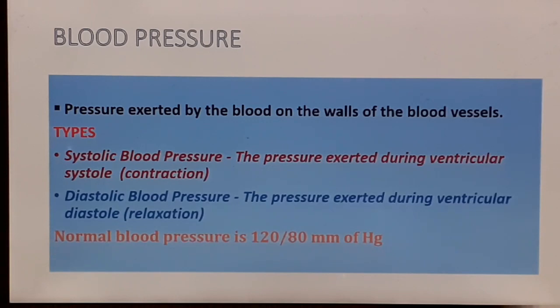Diastolic blood pressure is the pressure exerted by the blood on the wall of the blood vessels during ventricular diastole or relaxation of the ventricles. When the ventricle relaxes, there will be less pressure on the walls. This is called diastolic blood pressure. The systolic blood pressure is more than the diastolic blood pressure, and the normal blood pressure is 120/80 mm of Hg.